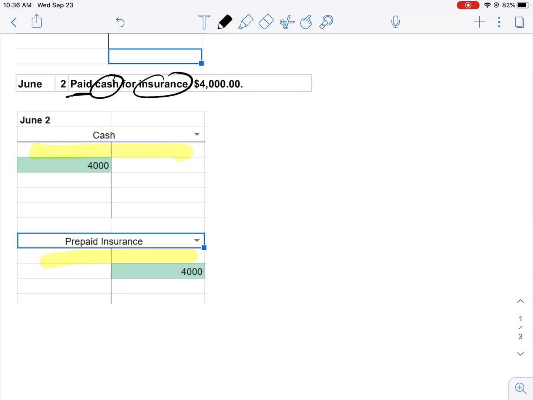The other part is, let's take a look at this transaction. Paid cash. What's happening to my cash balance in here? That's going to be going down. Insurance. What is that? Well, we paid cash. We bought it. So therefore, that is going to be going up.